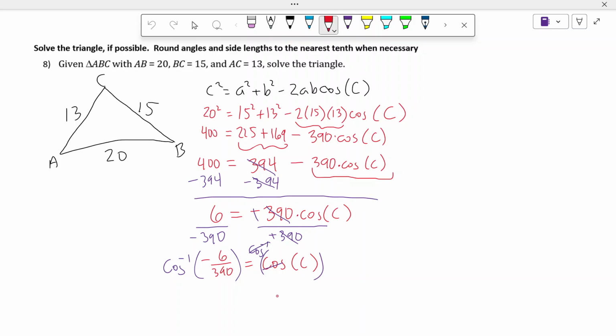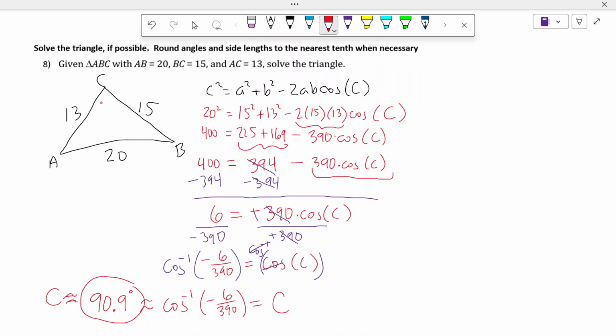And so now we've got angle C by itself, and it's going to equal the cosine inverse of negative 6 over 390. So I just have to crunch that on a calculator. Again, make sure we're in degrees. It's going to give us kind of a crazy answer. Actually, it looks like it's about 90.9 degrees. So we just found angle C. Maybe I'll put angle C right there, approximately.